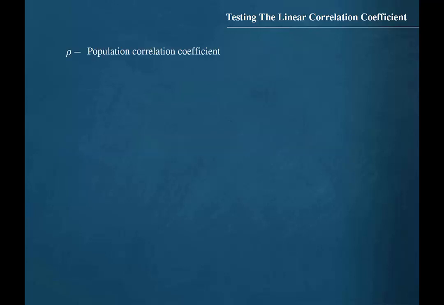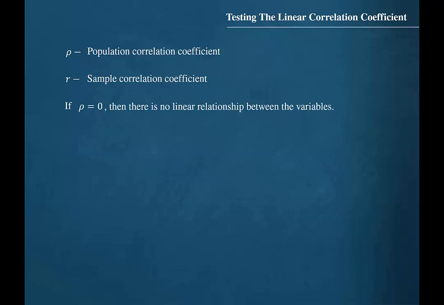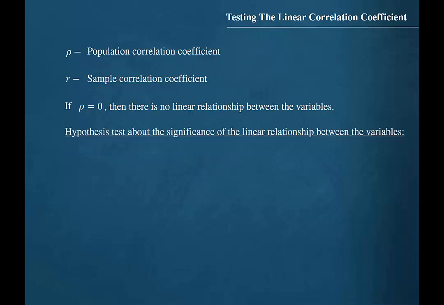The Greek symbol rho is used to represent the population correlation coefficient. The lowercase letter r is used to represent the sample correlation coefficient that is used to estimate rho. If rho is equal to 0, then there is no linear relationship between the variables. We must use a hypothesis test about whether the value of r is high enough if we are to conclude that there is a significant linear relationship between the variables.